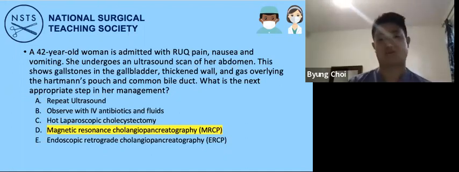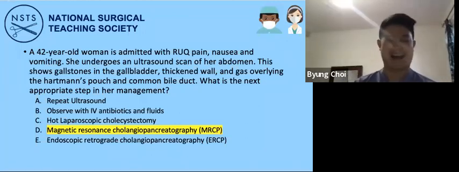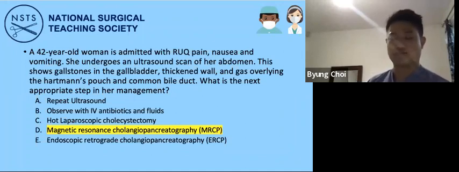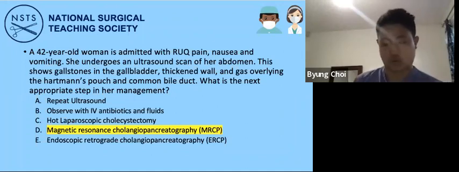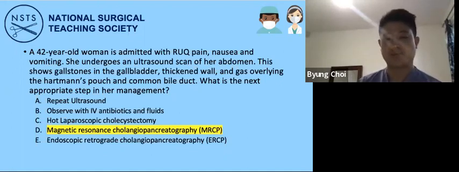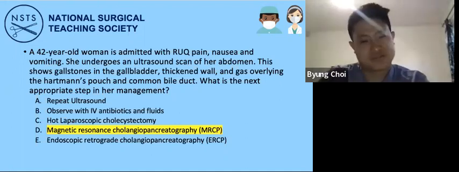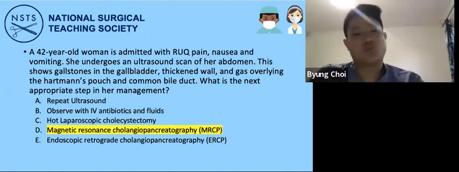Because even if you take off that gallbladder, you're still going to have that stone obstructing within the common bile duct. So you're not actually treating the core problem. So C isn't appropriate. Then we're left with D and E, which is a classic question that lots of people get asked about. When do you do an MRCP? When do you do an ERCP?